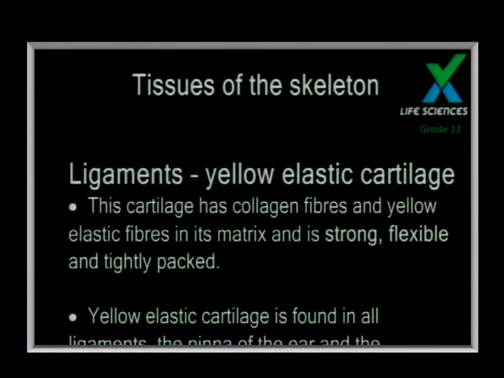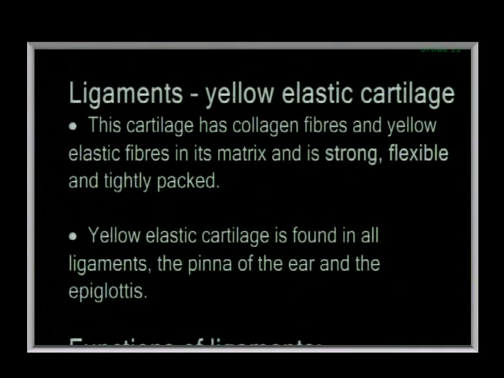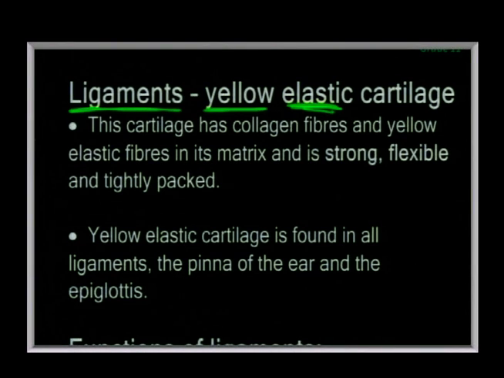Okay, now we look at ligaments, and that's yellow elastic cartilage. So hyaline cartilage, think of the nose and the trachea. Then if we look at white fibrous cartilage, those are your tendons. Now your ligaments are yellow elastic cartilage. This cartilage has collagen fibers, but it also has yellow elastic fibers. And this makes it strong, it makes it flexible, and it is tightly packed, so it doesn't just break.